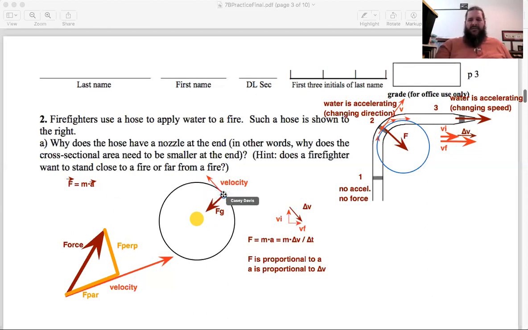And that only works if the planet is moving at a very specific velocity. If it's moving faster or slower, it's going to get an elliptical path rather than a circular path. Any other questions on that so far? Or on centripetal forces in general?